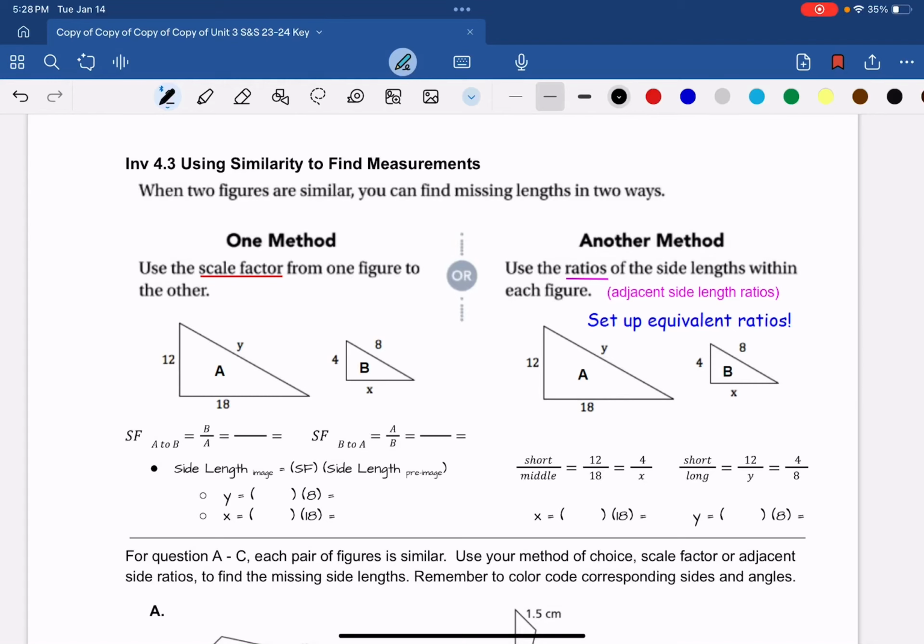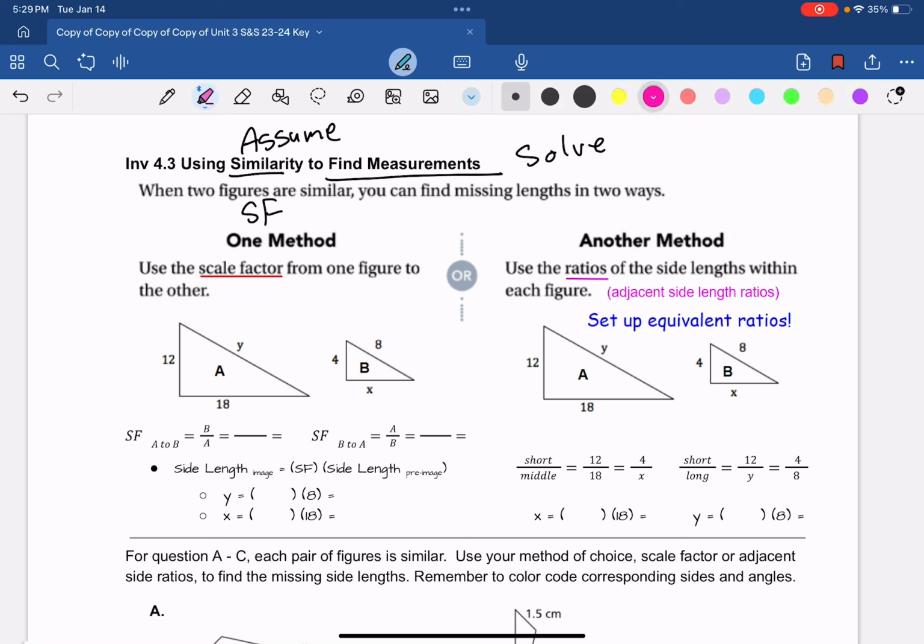Hi everyone, today we're doing 2 pages for 4.3. We're going to use similarity to find measurements. In other words, we're going to assume things are similar to solve. Awesome. Let's see. First method is scale factor. Lots of you like it.